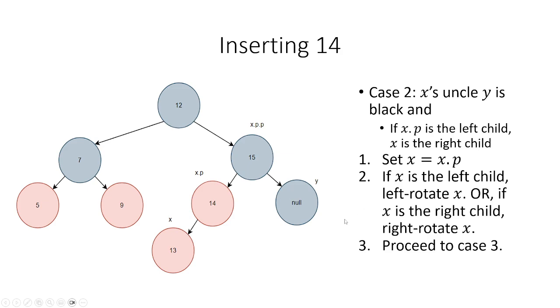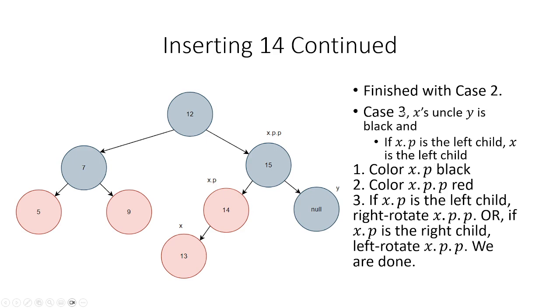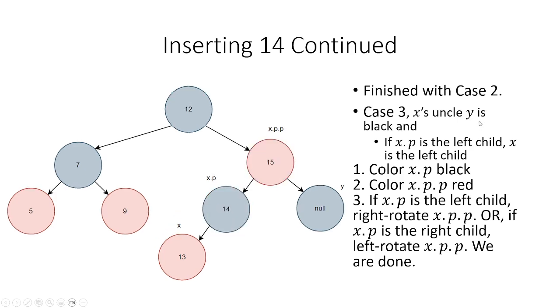And this is still a problem because, again, remember, red nodes need to have 2 black children, and we still have a red node with a red child. So the way to fix this is we're going to now proceed to case 3. And case 3 we're going to solve the same way we did in the previous example. We're going to color X's parent black, we're going to color the grandparent red.